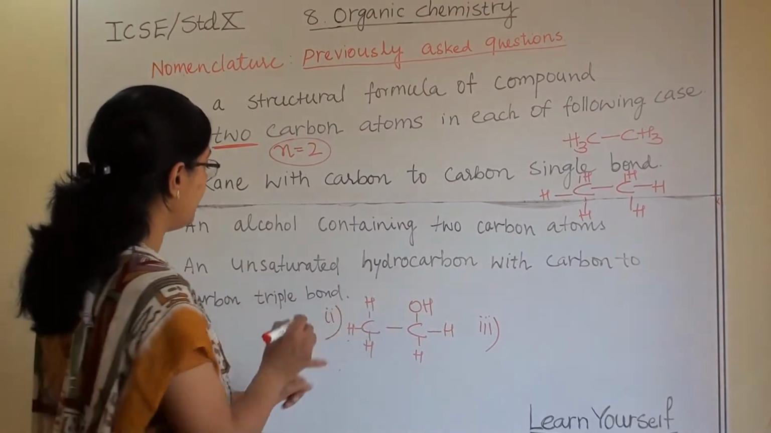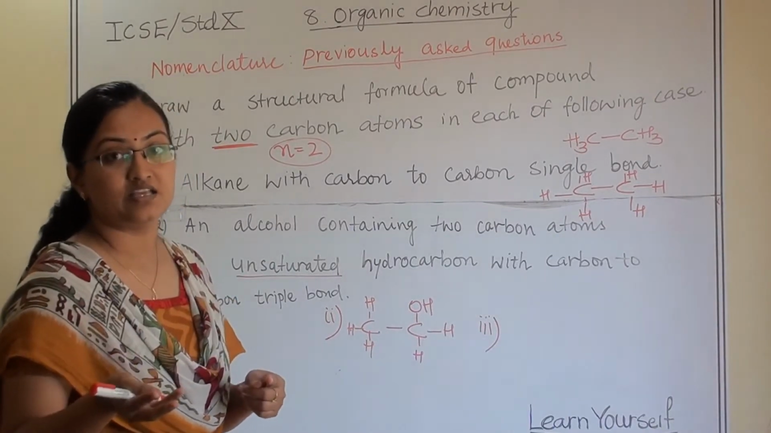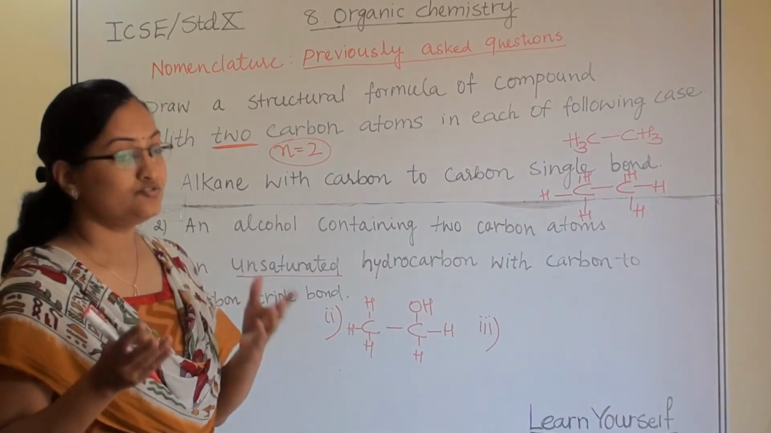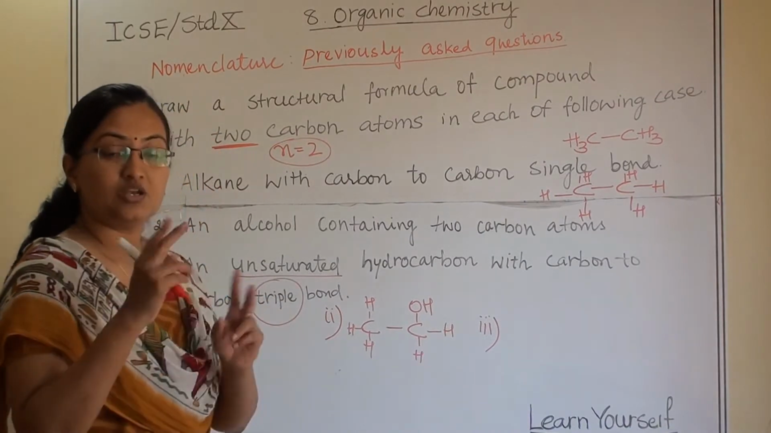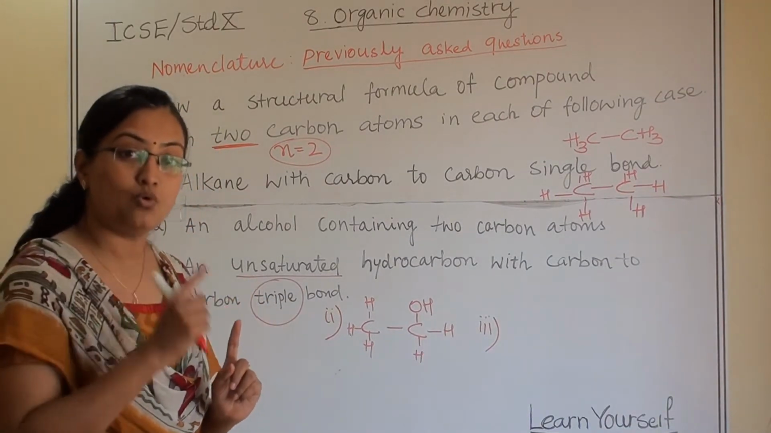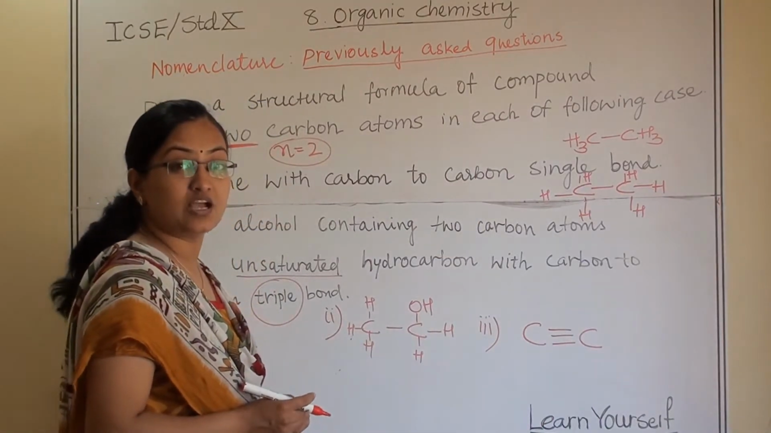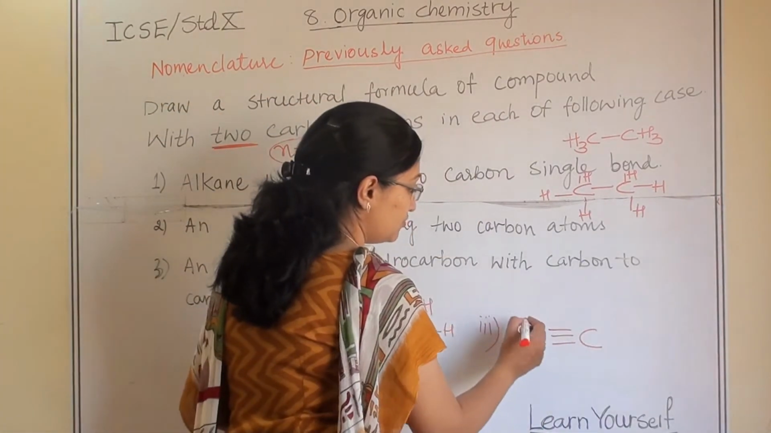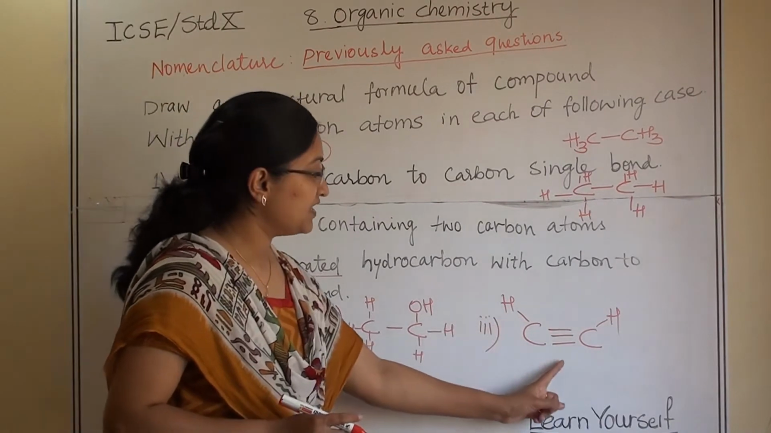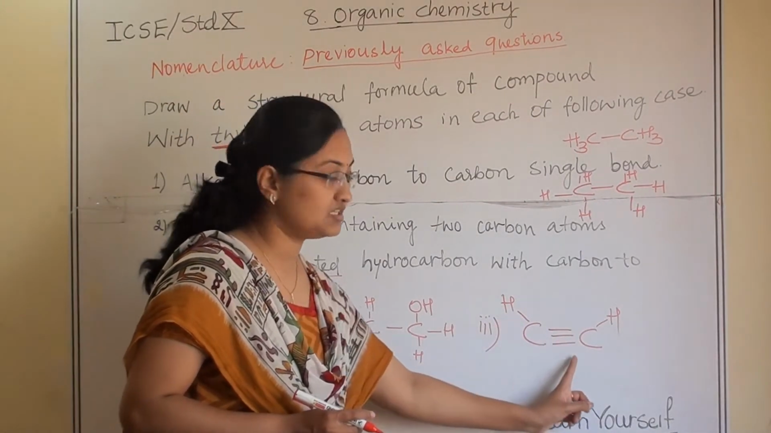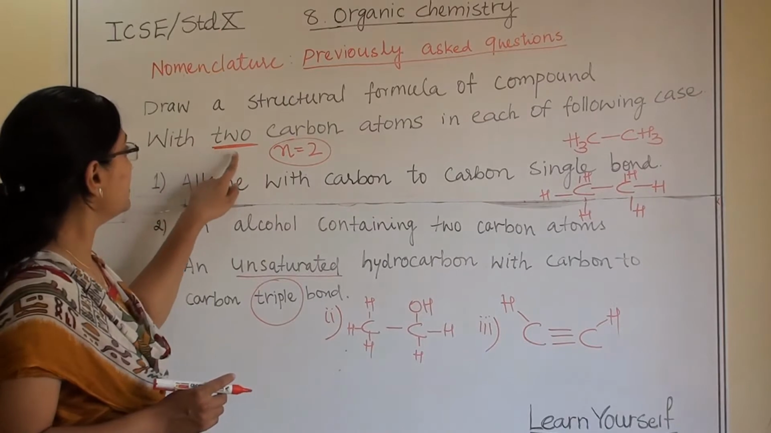Third one, an unsaturated hydrocarbon. What are the unsaturated hydrocarbons? Alkenes and alkynes, those containing a double bond and a triple bond. Here they have mentioned carbon to carbon triple bond. So first we write a triple bond between the carbons. Now you have to fill the valency with hydrogen. So this is going to be ethyne. So all the structures we have written are with 2 carbon atoms.